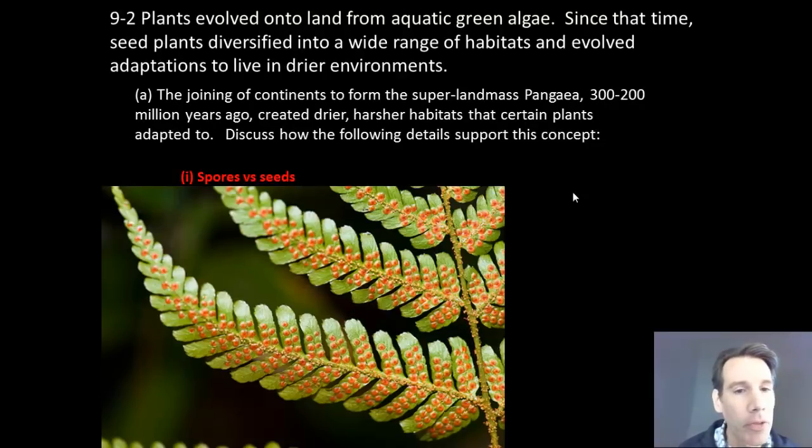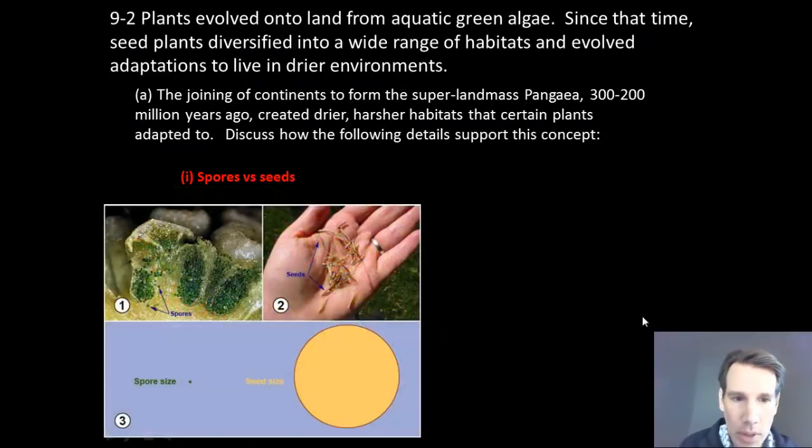We'll now look at spores versus seeds. So here's a fern, and if you look at the underside of a fern, you can see these little areas right here where spores are produced. So the difference between a spore and a seed is size. Spores are much, much smaller than seeds are. In fact, you can't actually see a spore with your naked eye. They're so small. Seeds, in contrast, can be much larger. In fact, some can be huge, like a coconut, which is a type of seed.